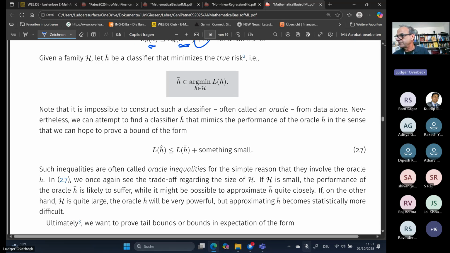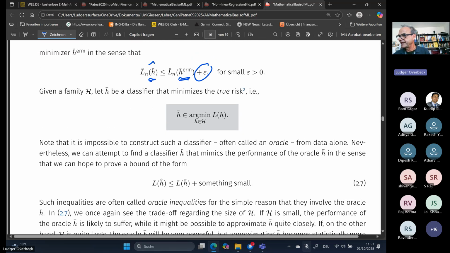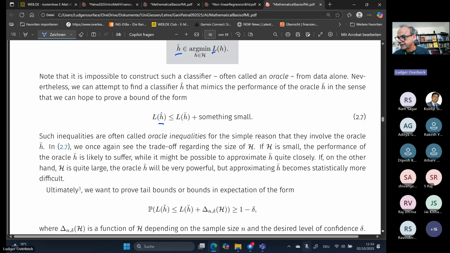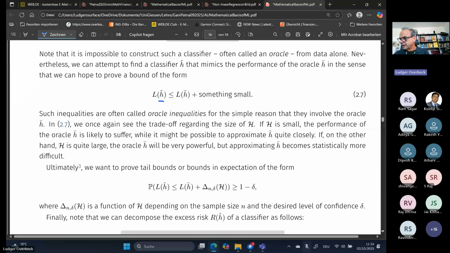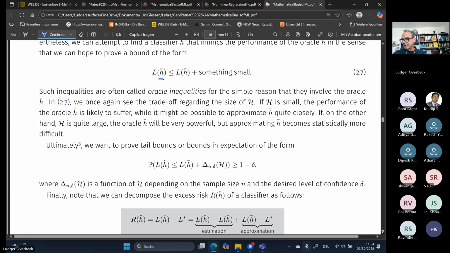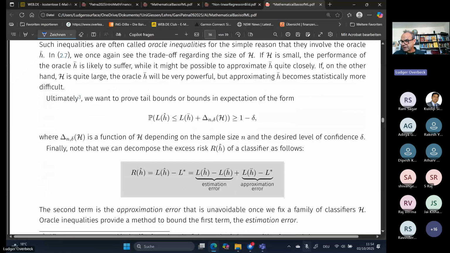We have now, you see, true risk. Here we have empirical risk. Then we have true risk. And we have the oracle, and we are satisfied with somebody who has a true risk which is close to the best classifier. And that's what we finally want.